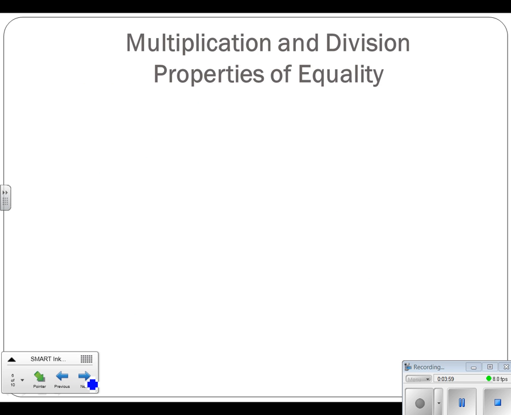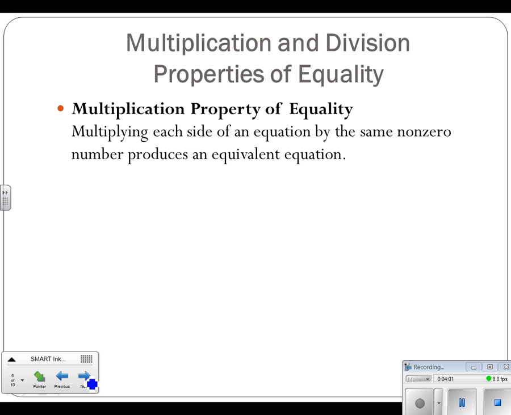The multiplication and division properties of equality state if you multiply each side of an equation by the same non-zero number, it produces an equivalent equation. So if I had A is the same as B, and I take the left side, multiply it by C, and do the same on the right side, it remains the same.